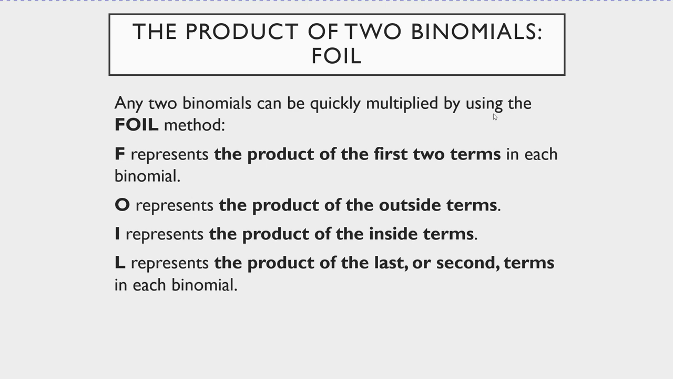The F represents the product of the first two terms in the binomials. O represents the product of the outside terms. I represents the product of the inside terms. And L represents the product of the last, or second, term in each binomial. So FOIL is a quick little method for multiplying two binomials. Let me work you through an example to see FOIL in action.